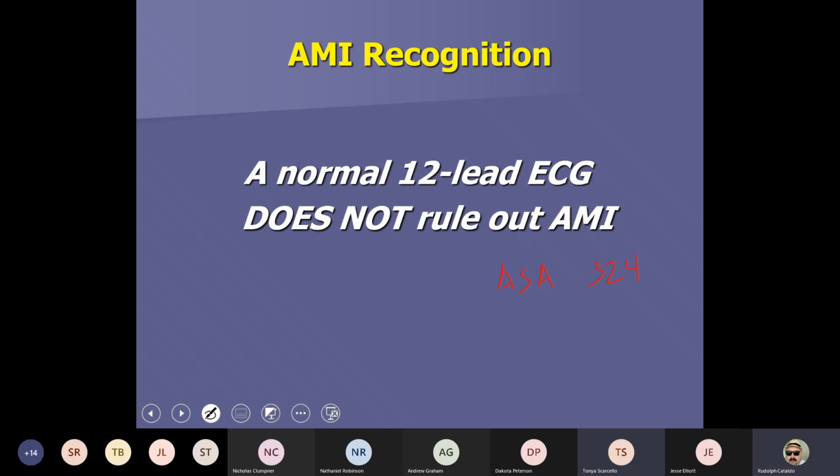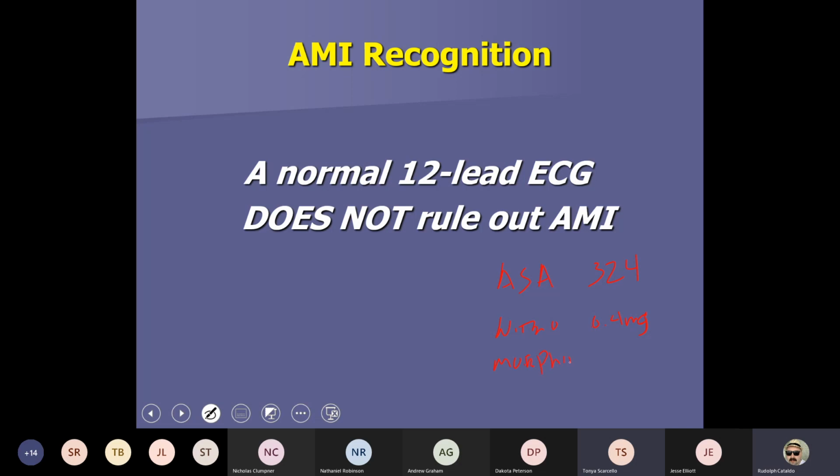What's our next drug? Nitro. Okay, how much is in each spray or each tablet? 0.4. 0.4 milligrams, right? Okay. What could be our next drug of choice for pain management wise? Morphine. Okay, morphine is a great drug for cardiac pain. I love morphine for cardiac.